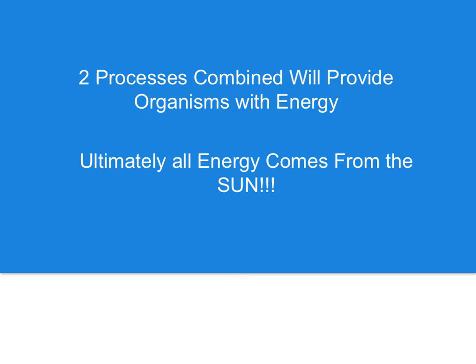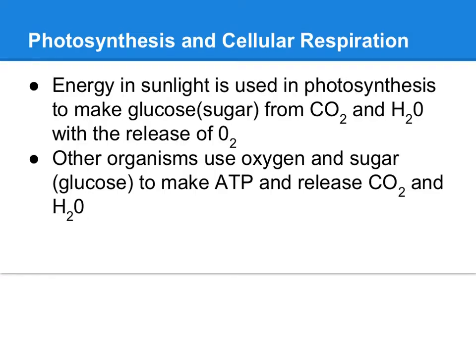Okay, so these two processes combined, photosynthesis and cell respiration, are all going to provide organisms with energy, and all of it's coming from the sun. Basically what happens is we have photosynthesis. They're capturing the energy from the sunlight, and it is going to make glucose, which is a sugar, and oxygen. What the plants use is carbon dioxide and water along with the energy from the sunlight.